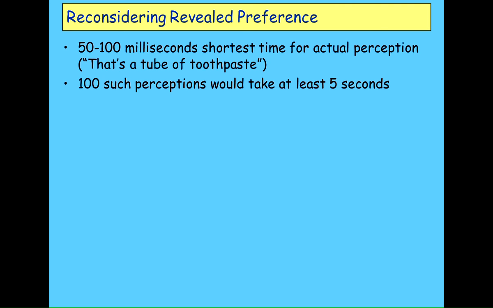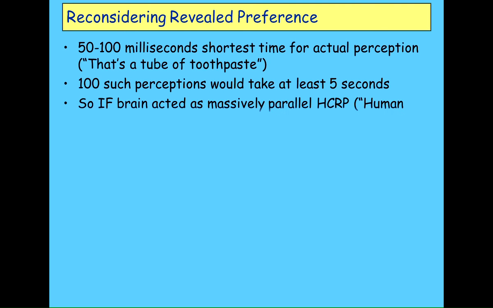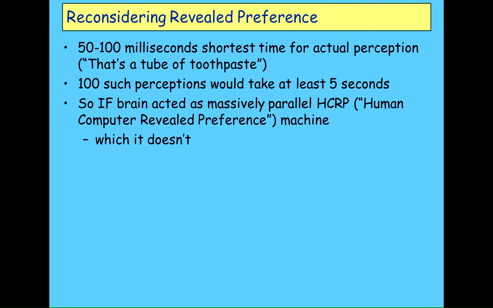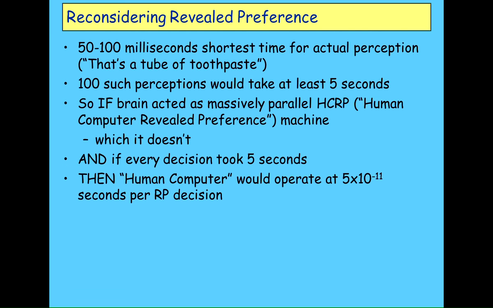Now 100 perceptions like that might take you 5 seconds. So what I'm now saying is, let's imagine the brain actually operates as a massively parallel human computer revealed preference system. So the neurons pack together and a bunch of them work out what you prefer, and that's all the brain does, which it doesn't, of course. And if every decision took 5 seconds, then that human computer would operate at 5 by 10 to the minus 11. That's a lot faster than the 10 to the minus 7 I showed beforehand. So maybe that solves the problem.